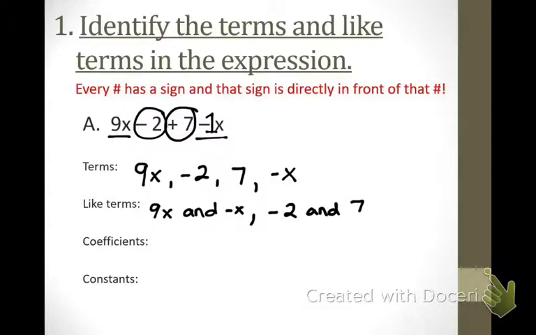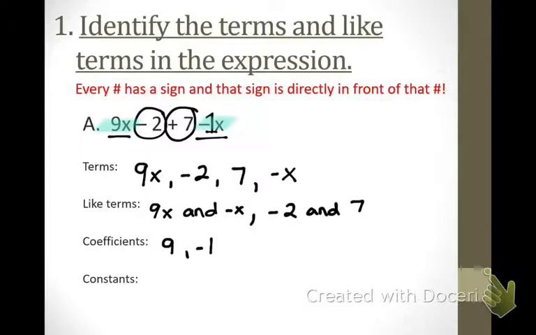Okay, so we're looking for the letter, and we want to see if there's any numbers that are attached to our letters. What letter is in my original problem? Just the letter is the x's. Okay, what numbers are attached to those x's? 9 and -1. Okay, and that's why we sometimes put the 1 in there so that we understand that is a number that's attached to that letter.